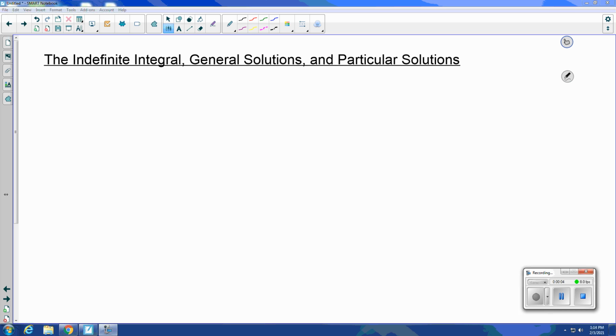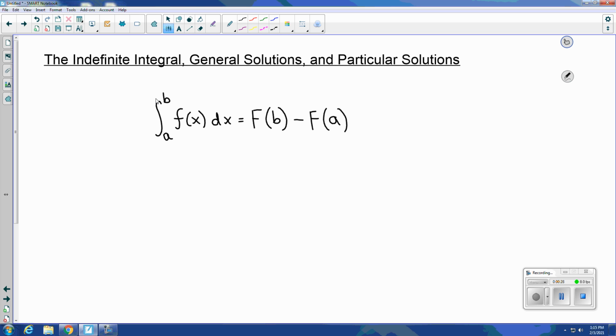The indefinite integral, general solutions, and particular solutions. When we write an integral that has a lower and upper limit, and we are asked to evaluate it, we use the fundamental theorem of calculus, part 2, which says find the antiderivative of the given function in the integral, evaluate it at the upper bound, and evaluate it at the lower bound, and find their difference. So this is our definite integral, and this is, again, FTC part 2.